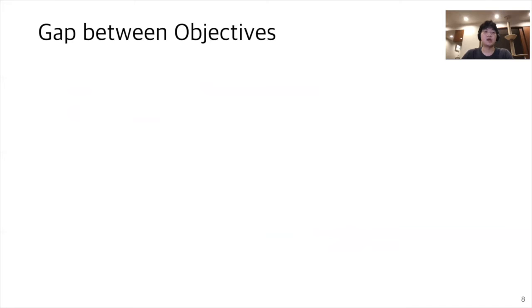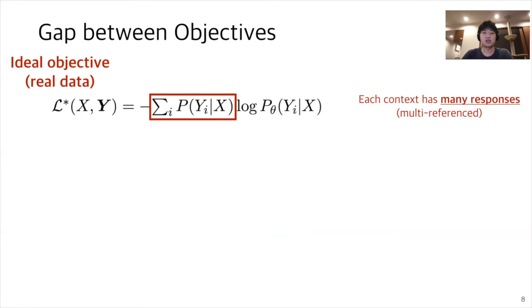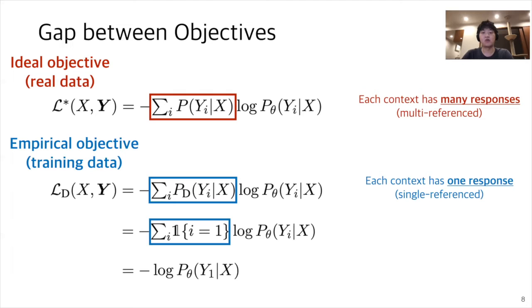So we can see there is a gap between the ideal objective and the empirical objective. In the ideal objective, which is the probability distribution in real data, each input context has many responses. So we say the data is multi-referenced. However, in the empirical objective, which is the probability distribution of training data, each context has only one response. So we say the data is single-referenced. And how can we fill in this gap?